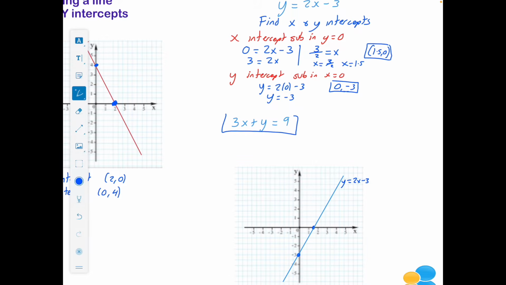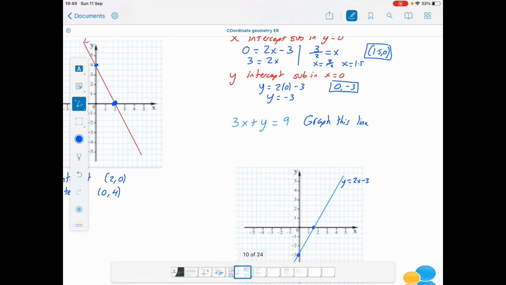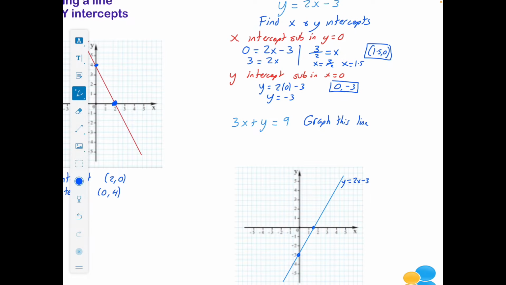Okay, now we're going to look at one more. So 3x plus y is equal to 9. And I'm going to pretend the question says graph this line. To draw a line we need 2 points. I already know how to find 2 points. I know how to find the x-intercept. I know how to find the y-intercept. So I'm going to go away and do that.